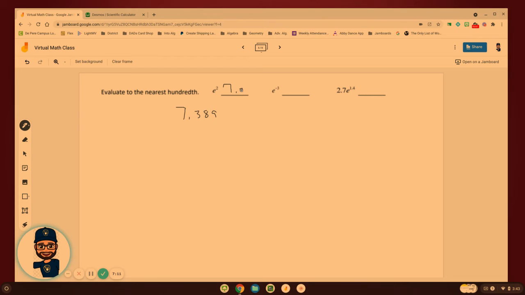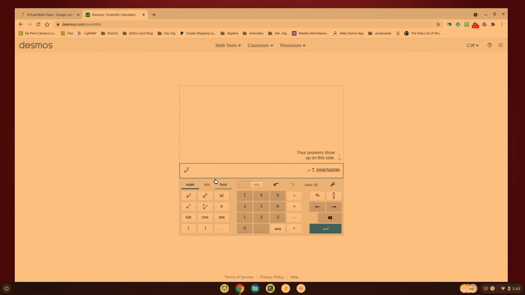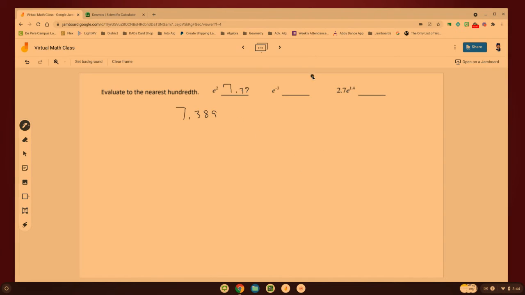We can type these into Desmos, or you can use the e function on your calculator. Now e to the negative 3. Instead of to the 2, I'm going to raise it to the negative third power. Notice we don't really get a negative number. We just get a really tiny decimal, 0.05.